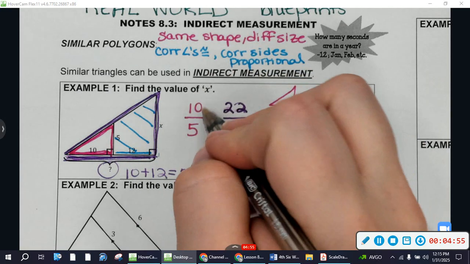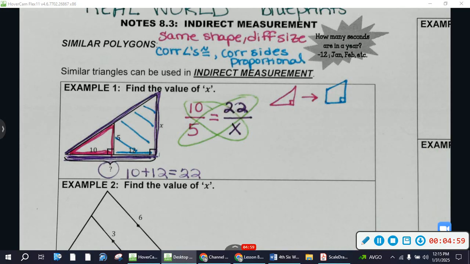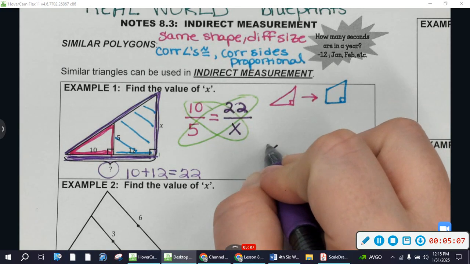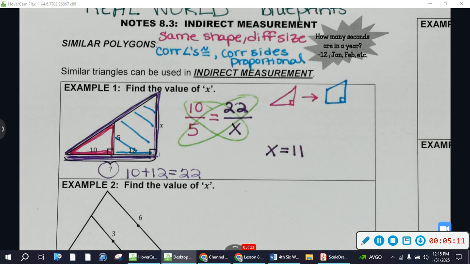Once you have that, it just becomes a basic cross multiply and divide. And our final answer ends up as 11.